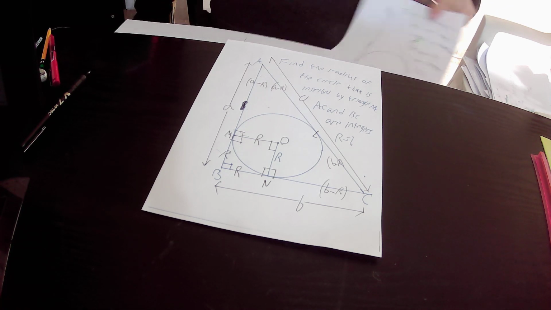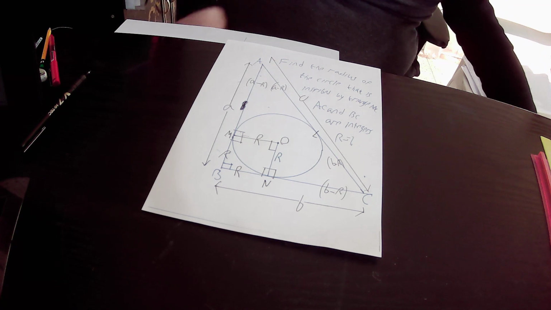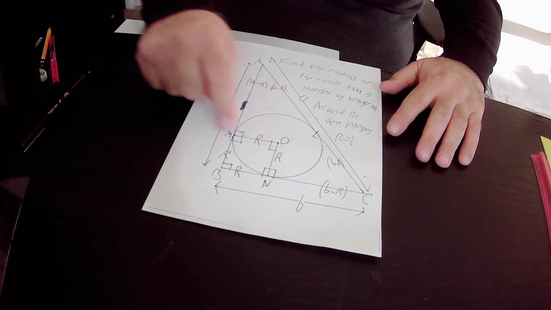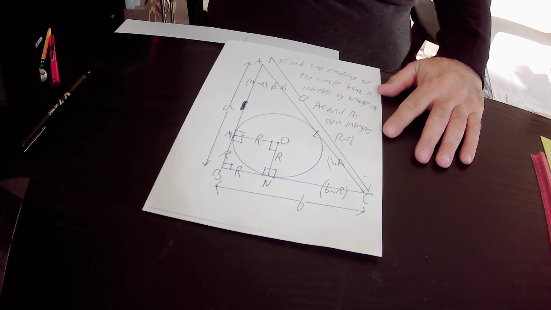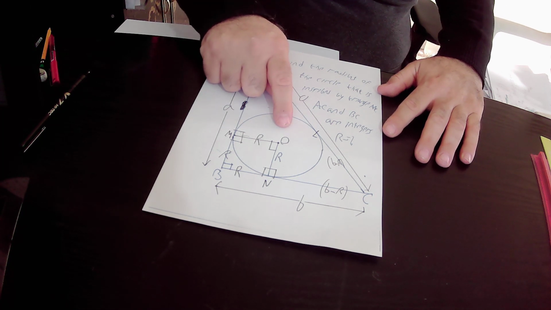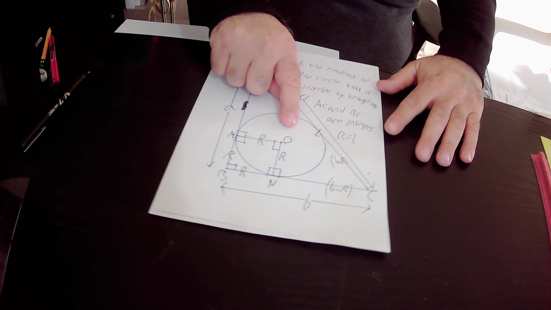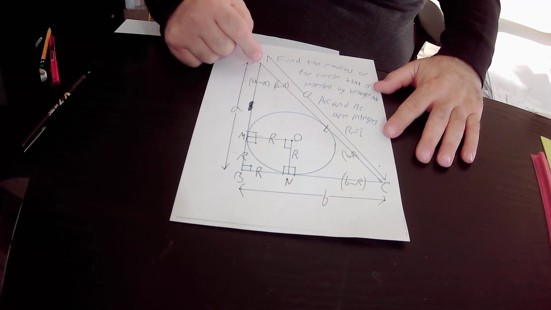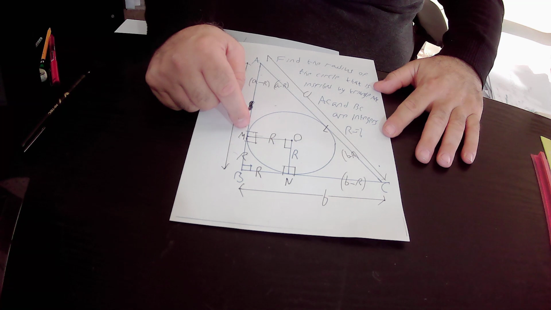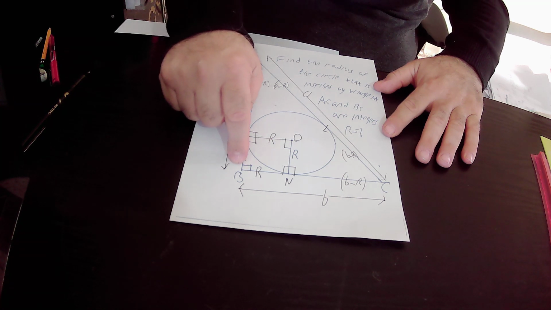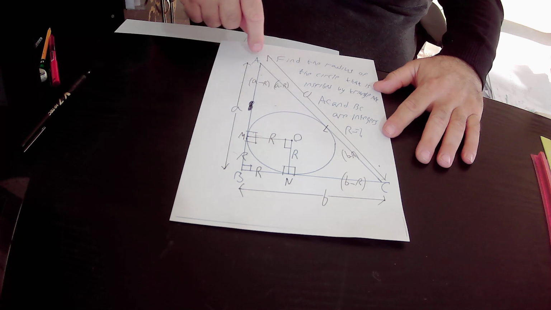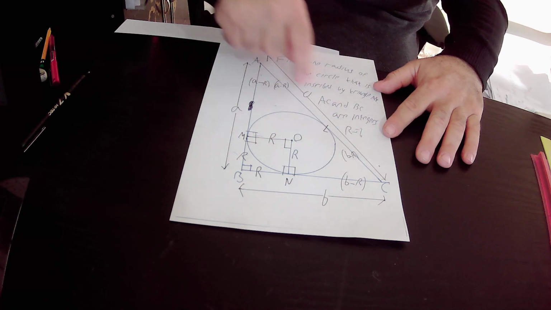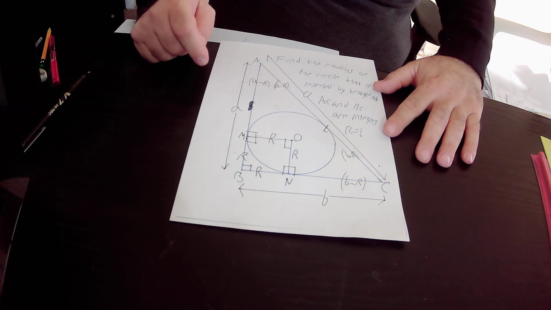So here we define side AB as A, side BC as B, and side AC as C. Then we define the center of the circle as point O. We define the point of tangency of tangent AB with the circle as M. We define the point of tangency of tangent BC with this circle as N. And we define the point of tangency of tangent AC with this circle as L.